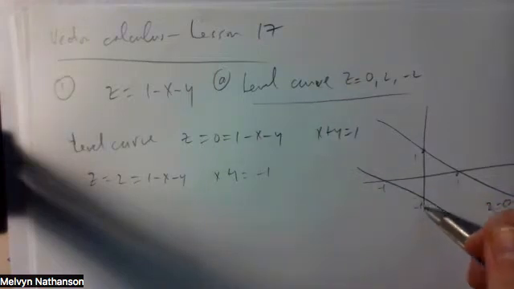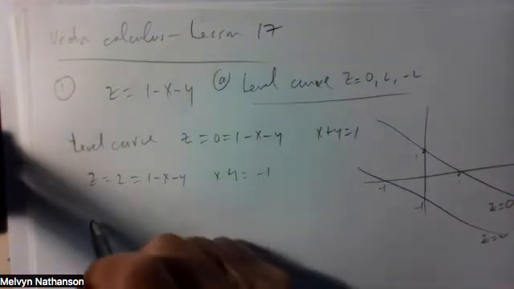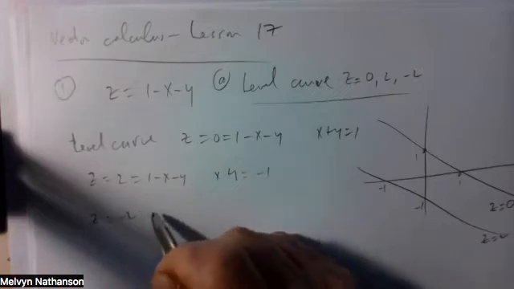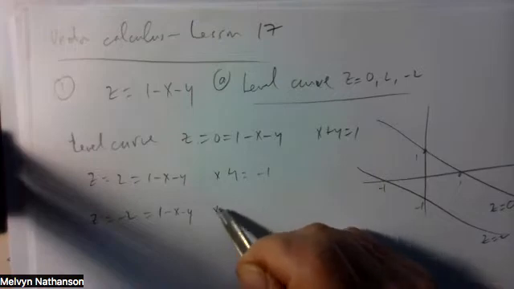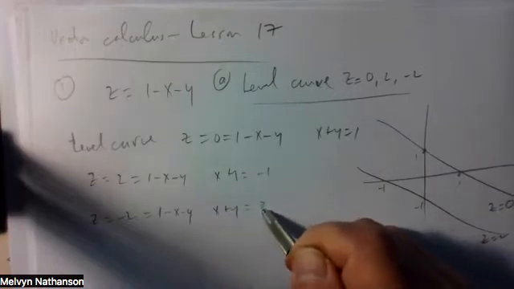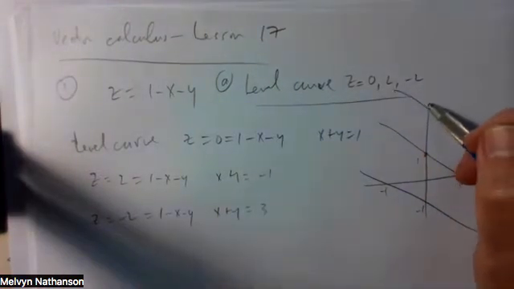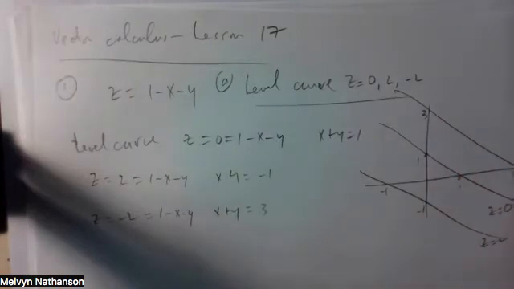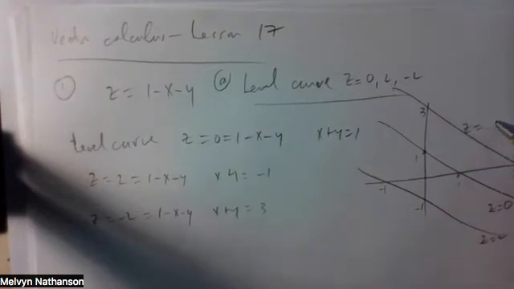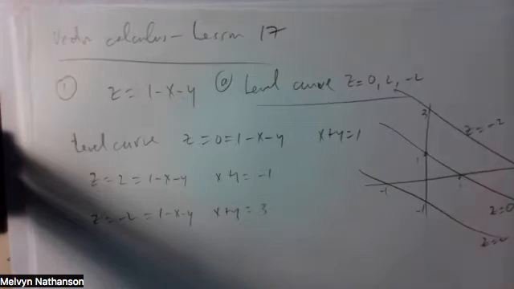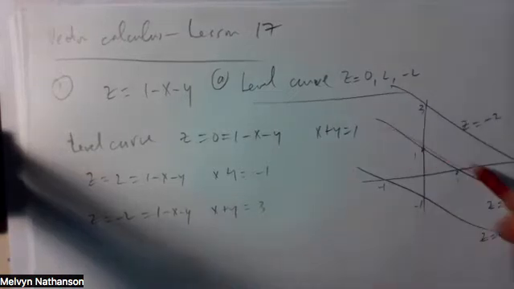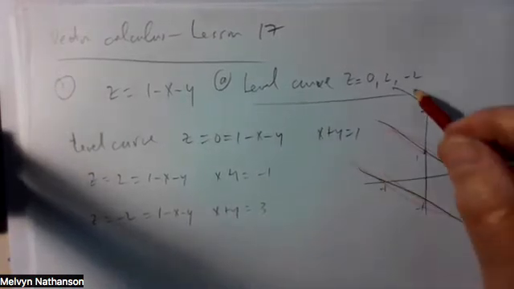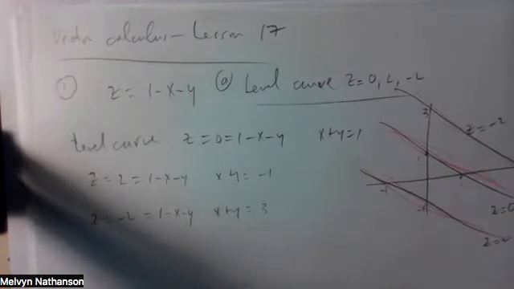This is minus 1 and minus 1. And for z equal to negative 2, if negative 2 was 1 minus x minus y, that means x plus y equals 3. So that's the level curve, the straight line that looks like that. That's the level curve, z equal to negative 2. So my three level curves for this function, a level curve is a straight line, and that's what it looks like.